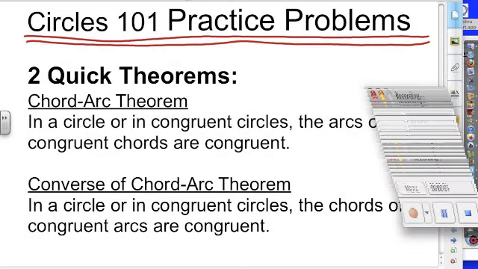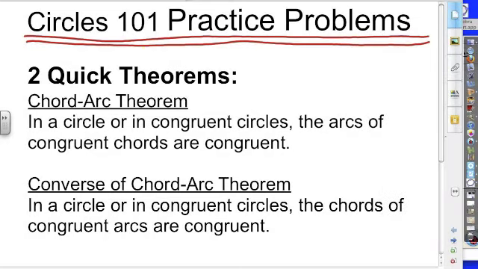Okay, many of you are going to want to know about some practice problems. So we're going to do some practice problems for the Circles 101 presentation. Now, there's a couple quick theorems I forgot to mention in the presentation. That's the chord arc theorem and the converse to the chord arc theorem, which should be pretty simple.